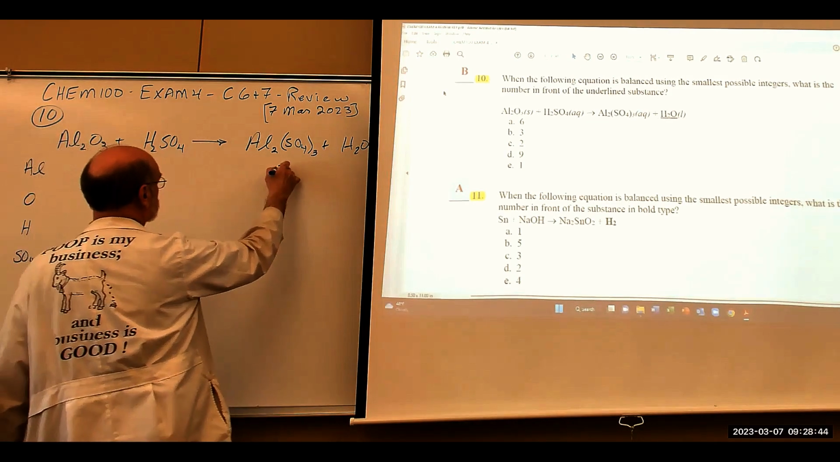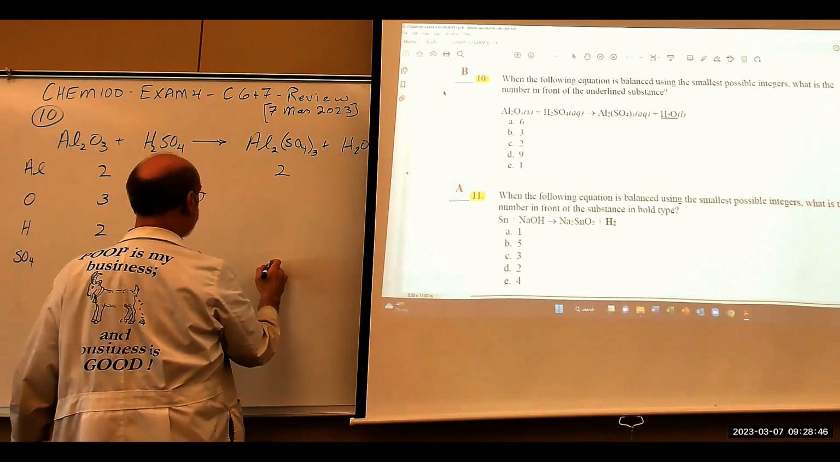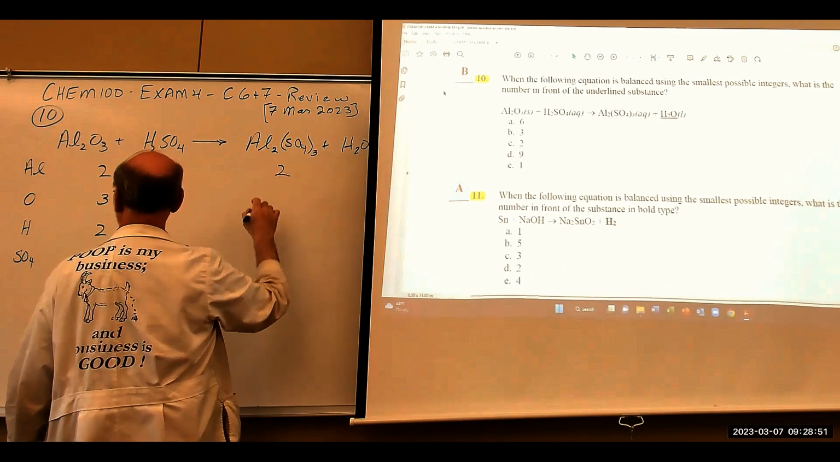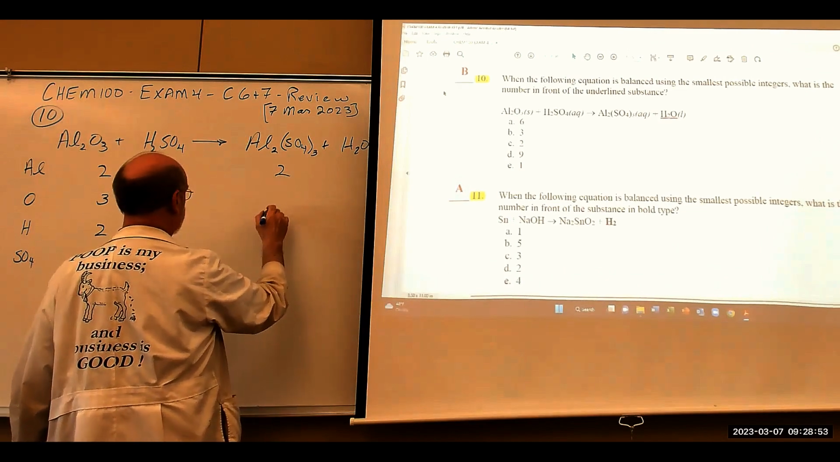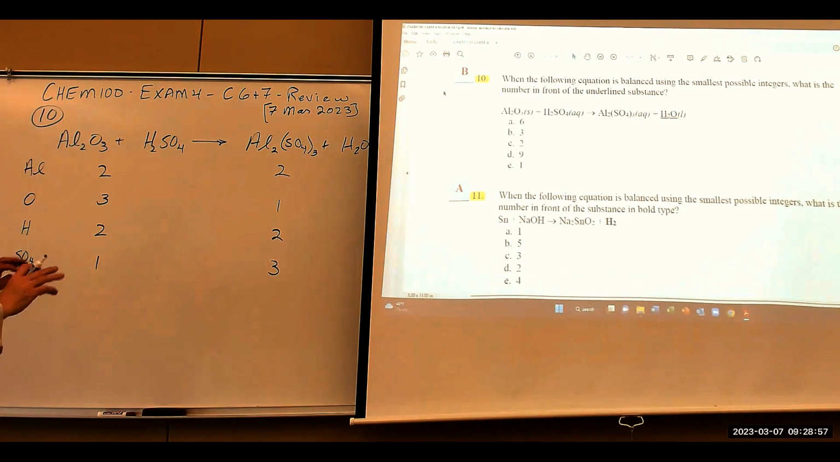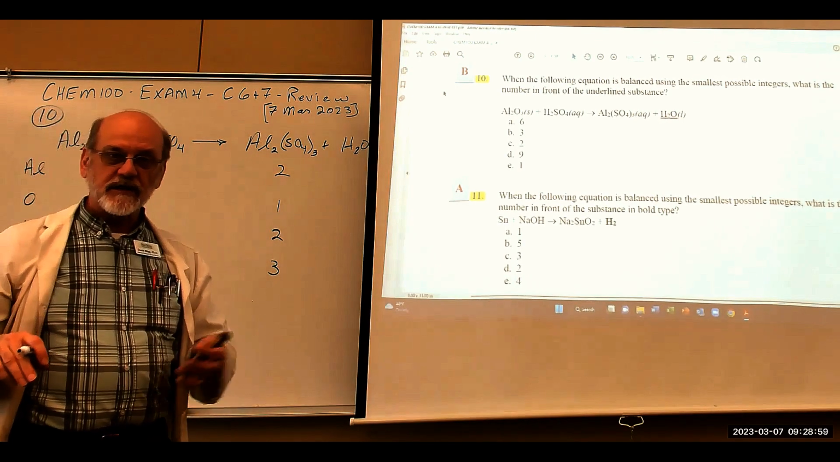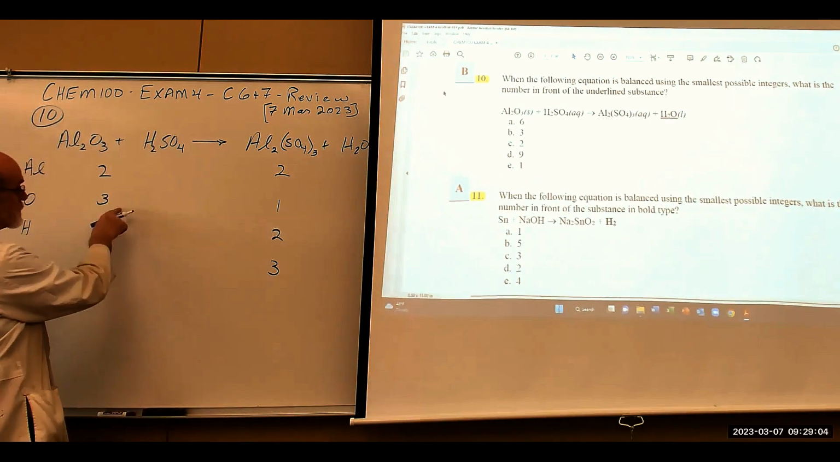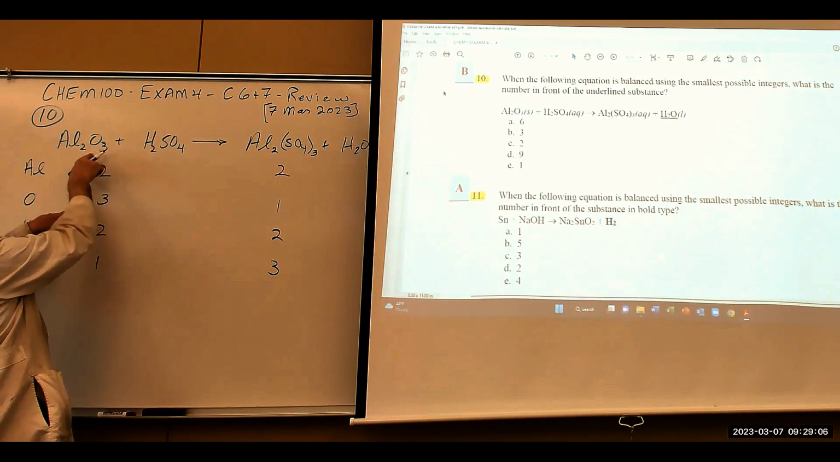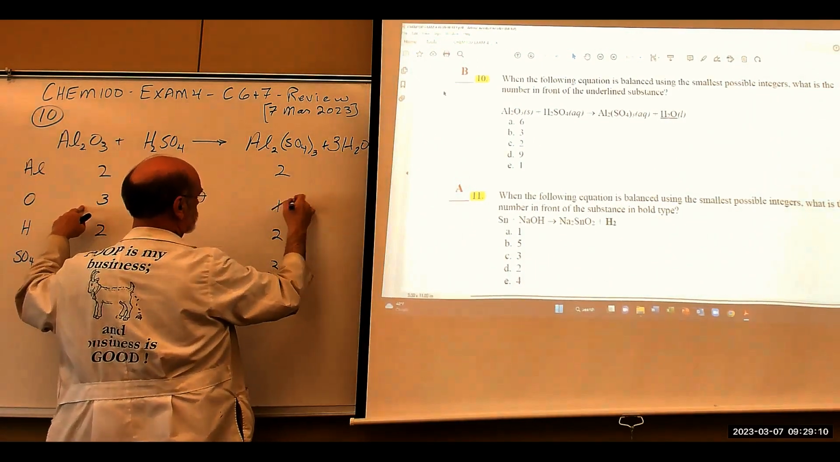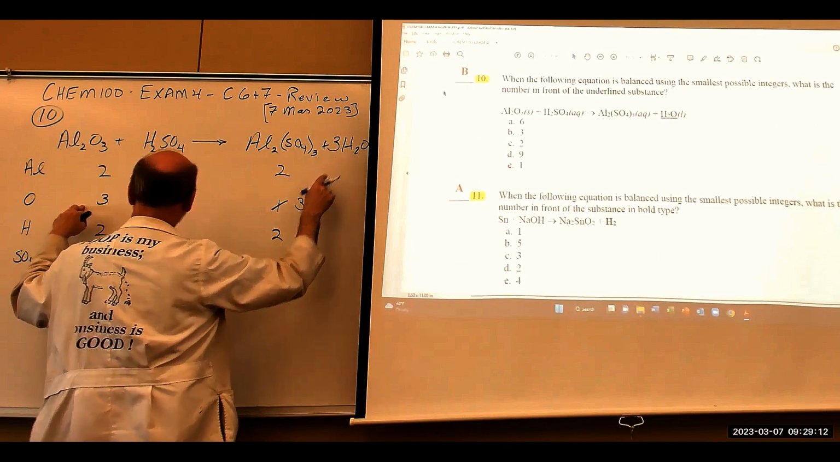On this side, we have 2 aluminums, 3 sulfates, and 2 hydrogens, and 1 oxygen. Now, we don't have any elements that we can hold out, so we just pick a starting point. How about oxygens? So we have 3 oxygens this side, we want 3 oxygens on this side. That's 3. That changes the hydrogens to 6.